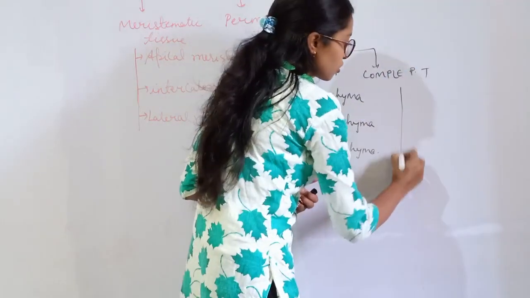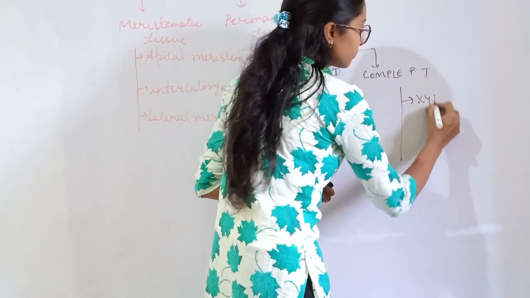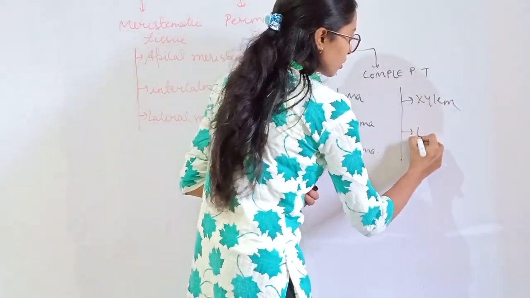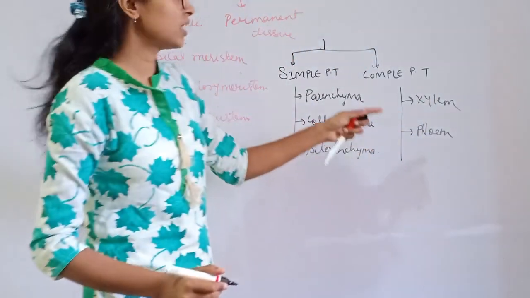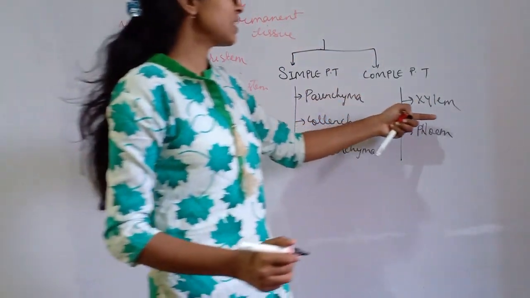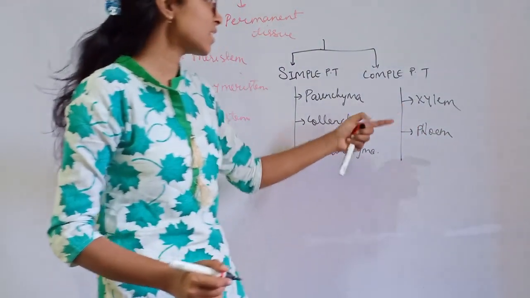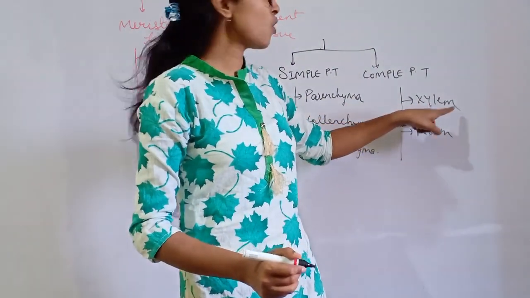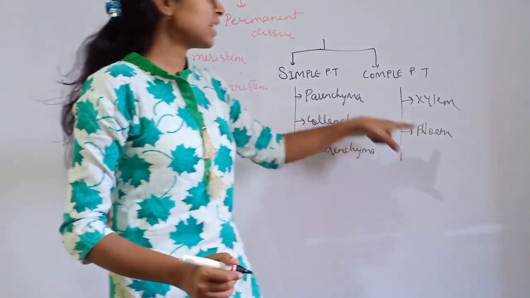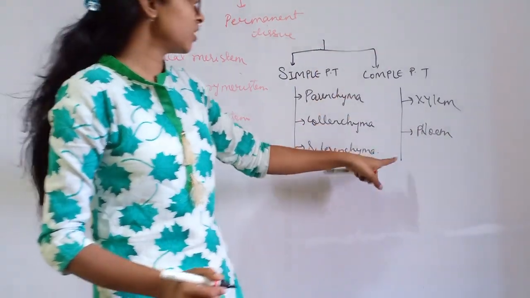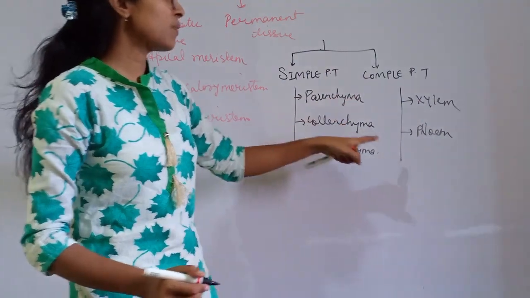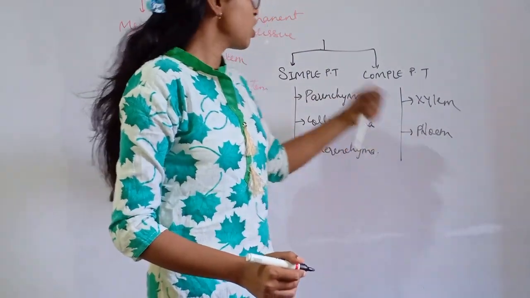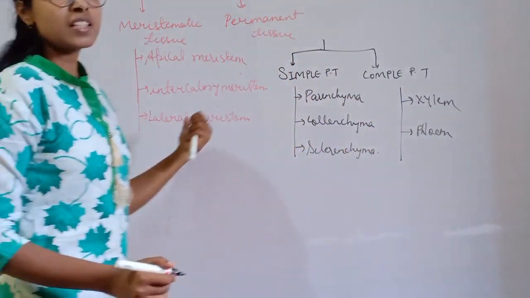Now complex permanent tissue is divided into xylem and phloem. So xylem and phloem are the conductive tissue, complex tissue. Why? Because they have 4 different types of cells. Xylem is helpful in the conduction of water and minerals to the plant in upward direction, that is unidirectional, and phloem is helpful in the conduction of food in all parts of the plant, that is bidirectional. So this was all about the complex tissues.